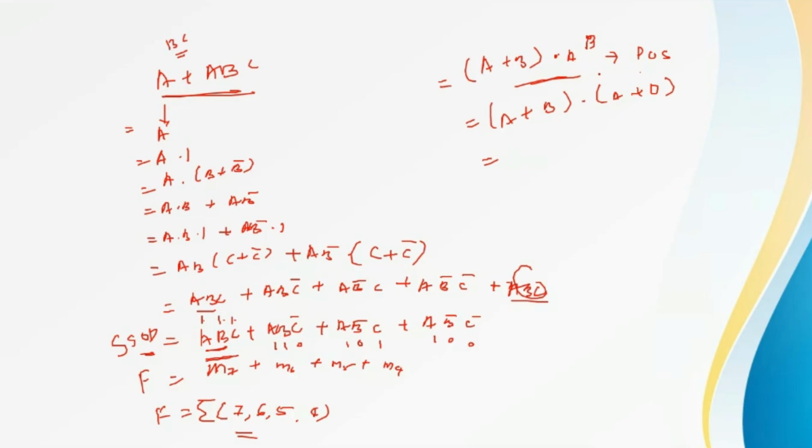In the complement law, A plus A bar is 1, right? It is not 0. Yes, A plus A bar is 1. A into A bar is 0. So here we will write it as B bar.